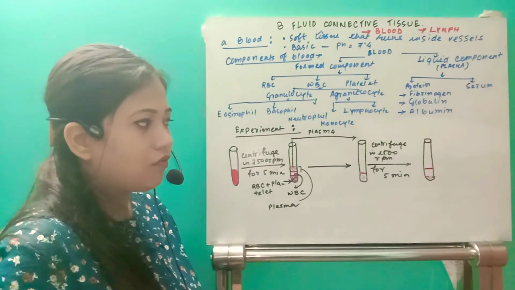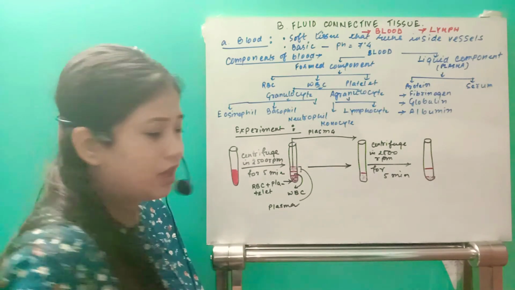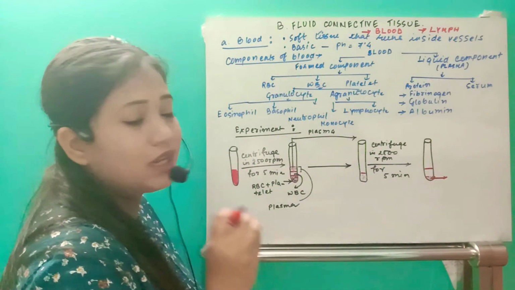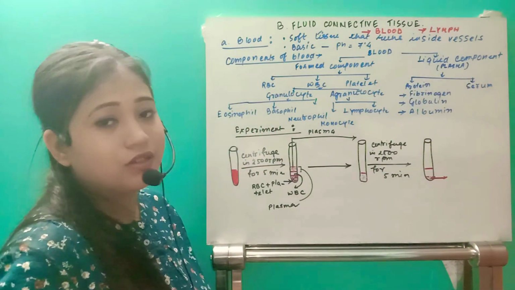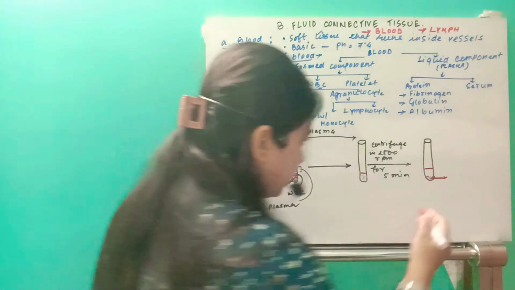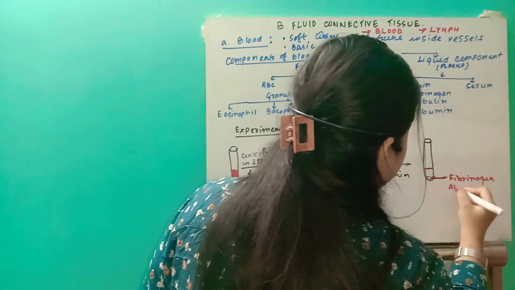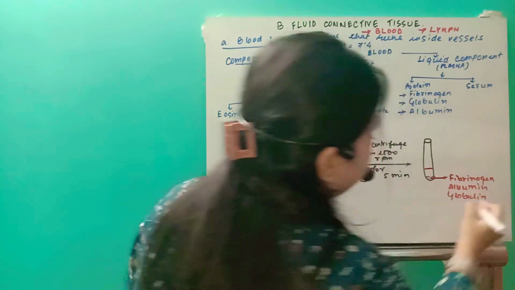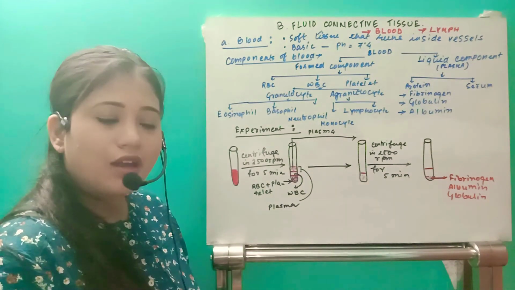So in that plasma, whenever we centrifuge, what will be seen once again? Just see, towards the bottom you will see the proteins. Remember I told that this plasma will have three types of proteins. What are they? Fibrinogen, globulin and albumin. That fibrinogen, albumin and globulin get deposited at the bottom whenever we centrifuge the plasma, right? So those are the three types of protein.